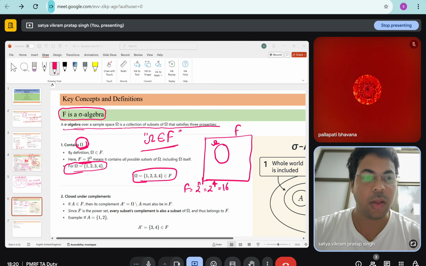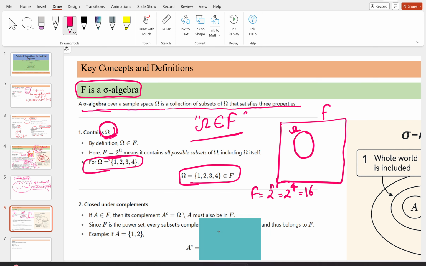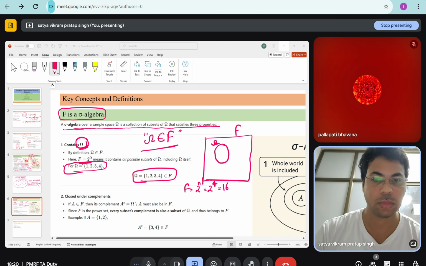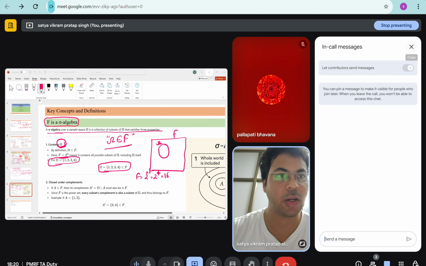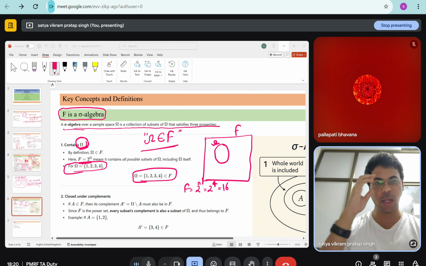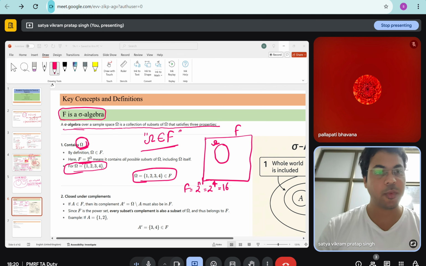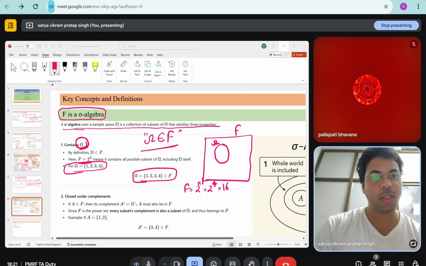Okay, so let's see the second property. Any doubt? If you find any difficulty, just write in the chat box, or you can open your mic and ask me. We will understand the concept and build up to solve these problems.